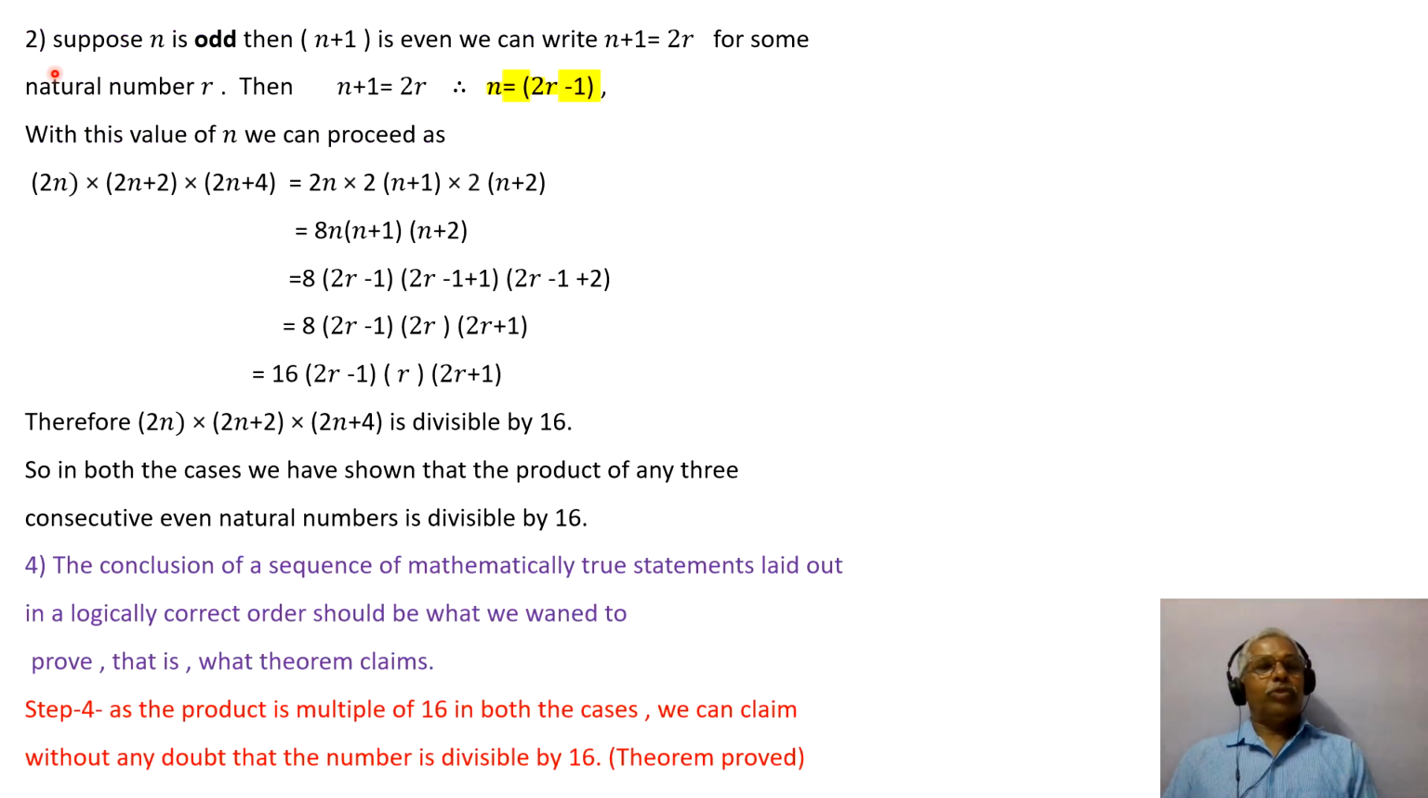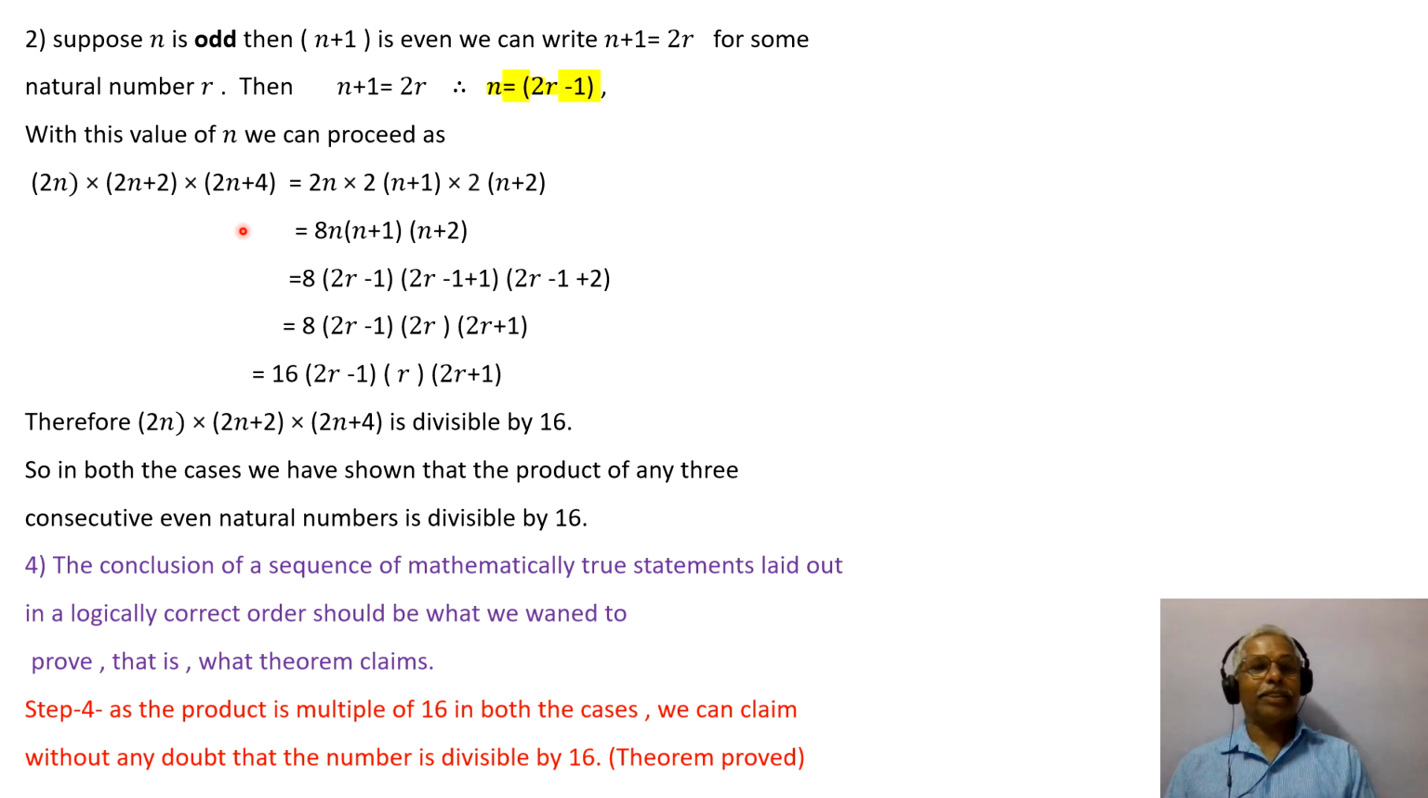Second case, suppose n is odd, then n plus 1 is even. Naturally, n is odd, then we add 1 to it to make it even. Then we can write n plus 1 equal to 2r, a multiple of 2, for some natural value r. Very simple. We have seen this earlier. Then if n plus 1 is equal to 2r, then n equals 2r minus 1. So with this value of n, we can proceed.